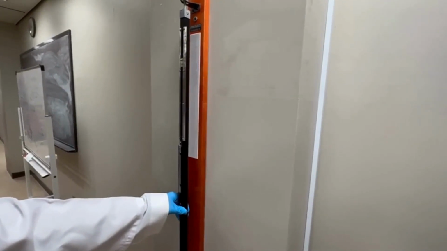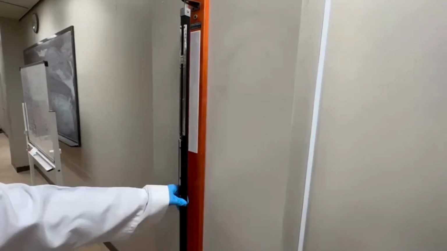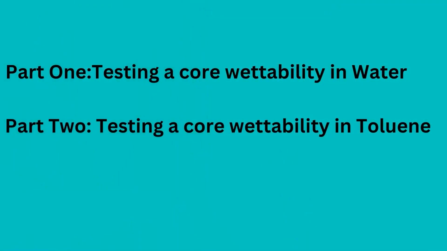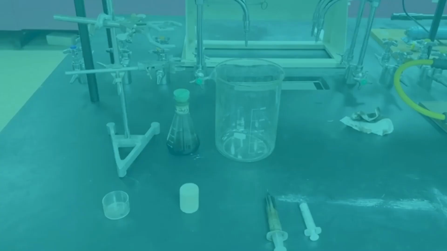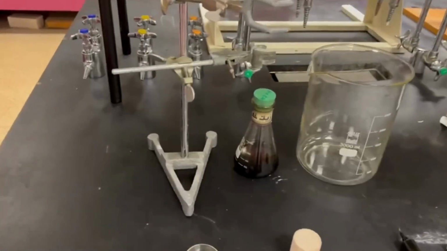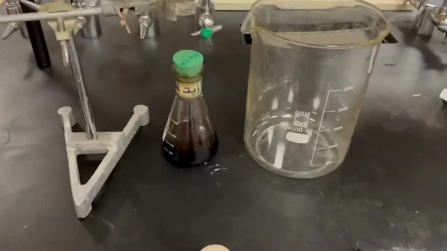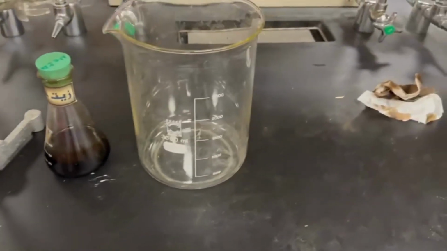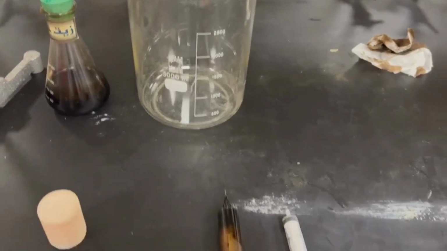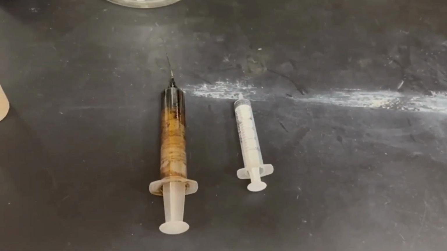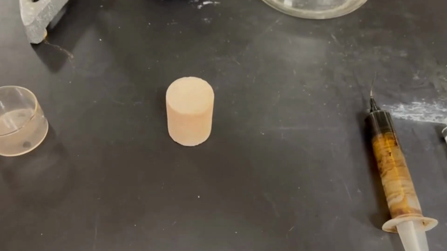Firstly, we need to measure the lab's temperature and pressure. The experiment will be split into two parts. Part 1, testing a core wettability in water. Part 2, testing a core wettability in toluene. To do this experiment, we need a stand with a clamp, oil and toluene, a container, a special syringe and a normal syringe, a core to work with, and a small beaker.